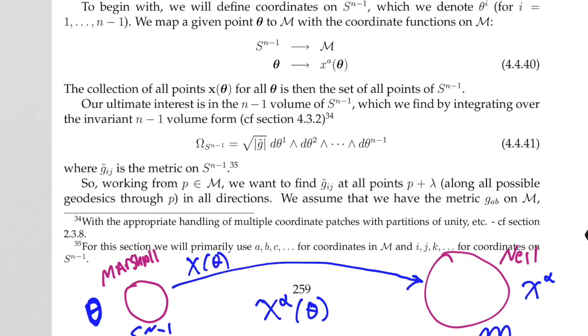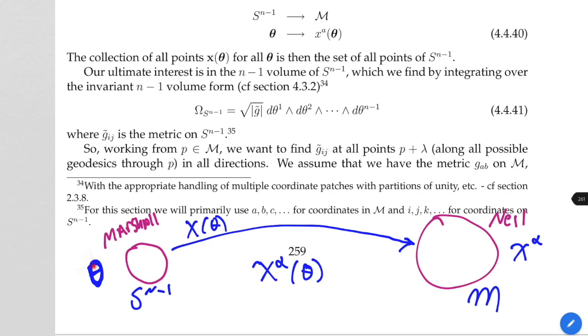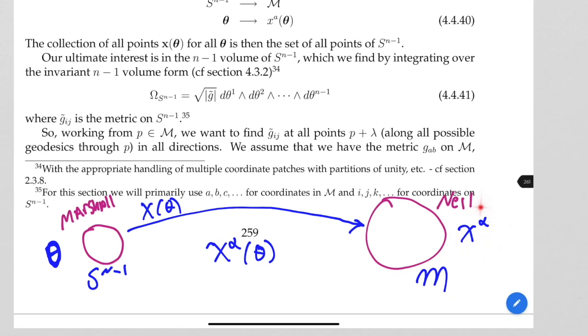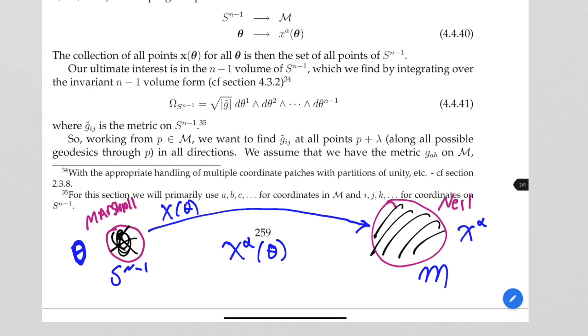However, we're dealing with coordinates. So theta is the coordinate system on Marshall, and x of theta gives you a coordinate in Neil, and that coordinate system in Neil is labeled x. So x is the coordinate system in Neil, and theta is the coordinate system in Marshall, and the transfer function, which is what we were calling it in the previous lecture, is x alpha of theta.